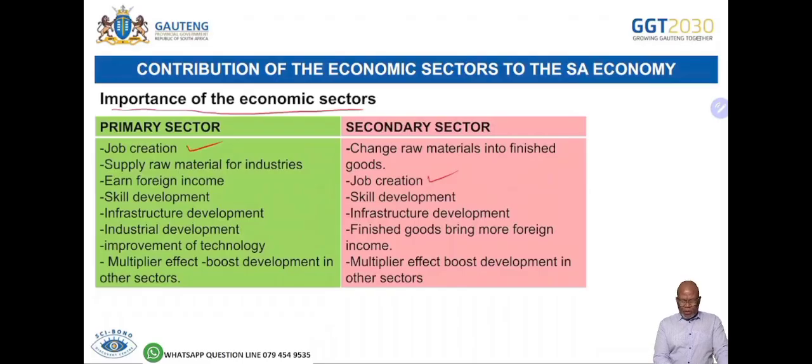Now, the only difference is that primary sector will supply the raw material, but secondary sector will change the raw material into finished goods. The one supplies raw material and secondary sector manufactures. But when it comes to all other importance, for you to be able to work in primary sector, you need some skills. So it results in skill development.